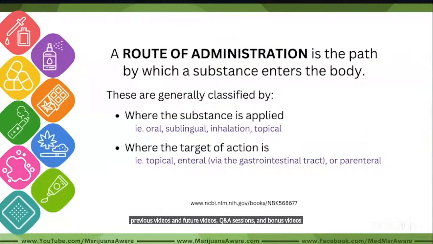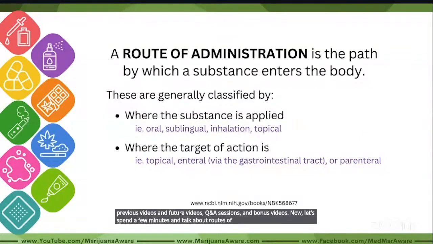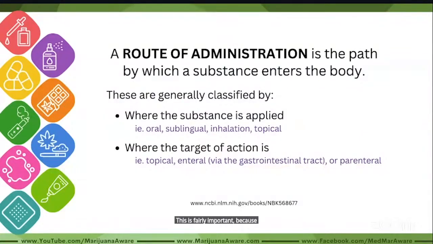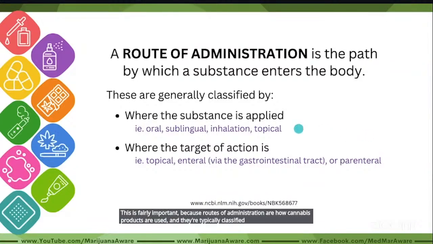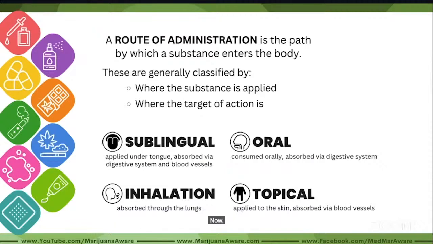Now, let's spend a few minutes and talk about routes of administration. This is fairly important because routes of administration are how cannabis products are used. They're typically classified by where they are applied, and also by what target action you want to take place. There are 4 routes of administration: sublingual, oral, inhalation, and topical. And today we're going to be talking about topical.